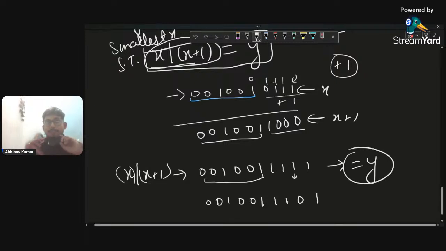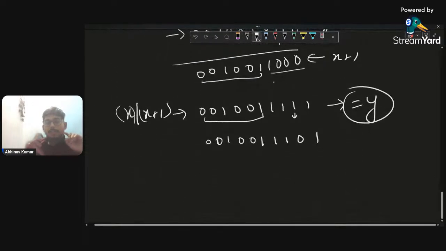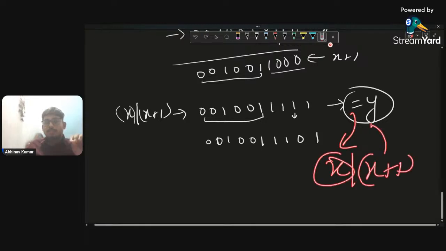Okay, this would be number. So if we have some consecutive ones initially in my y, then I can just replace any one by a 0, and if we take this as a x, then when we do OR with x plus 1, this 0 would be replaced by 1 and we would get back y. So we can just replace any one of the ones by a 0 to convert my y to such an x which on OR with x plus 1 is going to give back y.